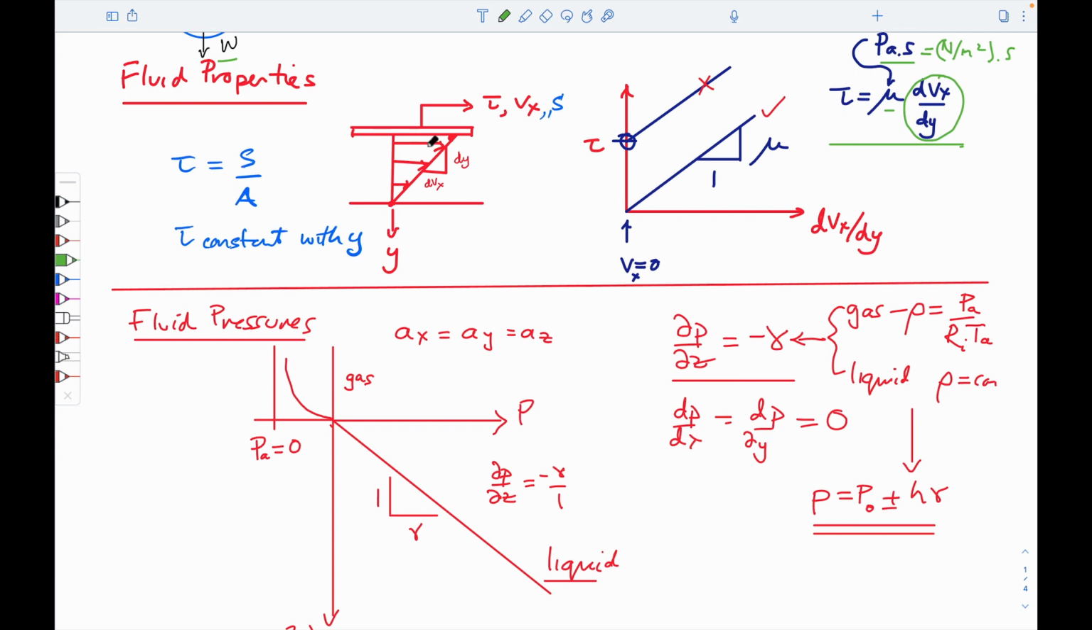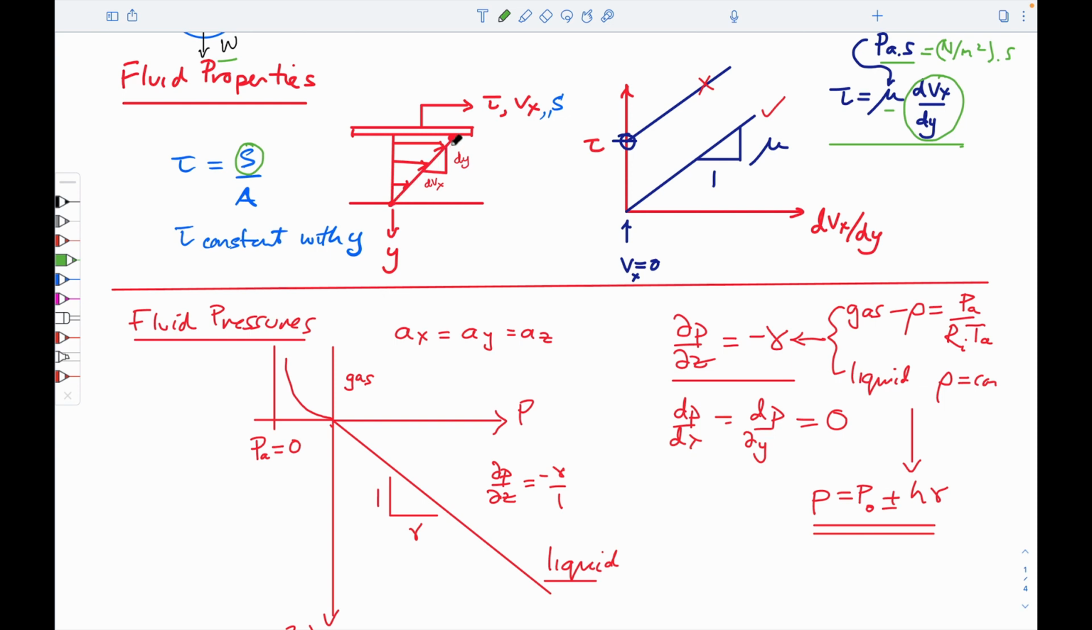The geometry of sliding plates that we've looked at defines the shear stress moving at some velocity on a rigid plate. The shear stress multiplied by the area of contact at this plate defines shear force. So these are linked with each other.